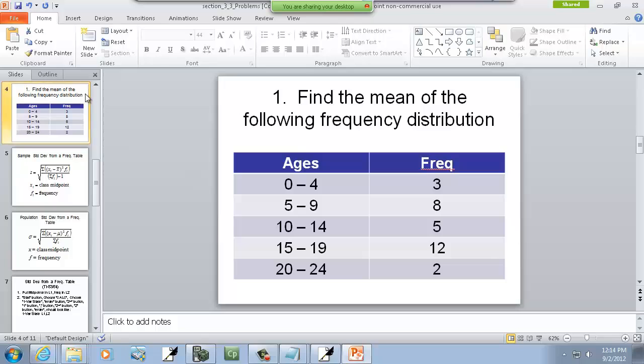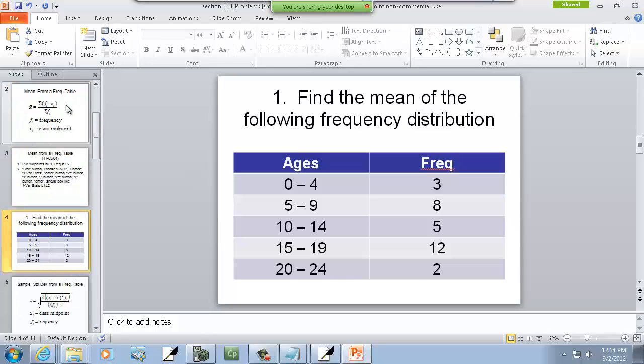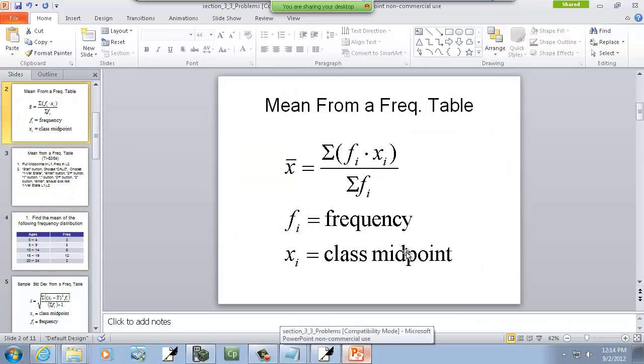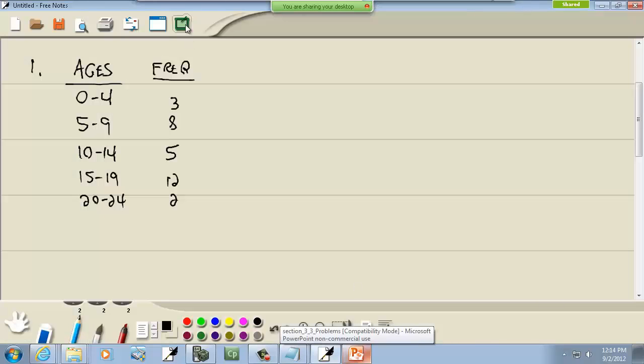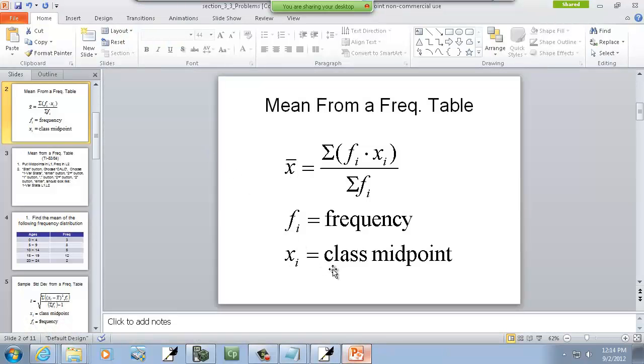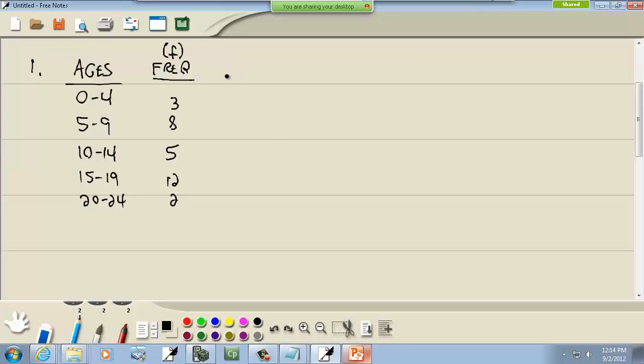Now I don't say sample mean or population mean because it's the same formula. So let's come up here. Frequency is our f, so this right here is our f. We need a class midpoint, so let's find our midpoints, and this will be our x.